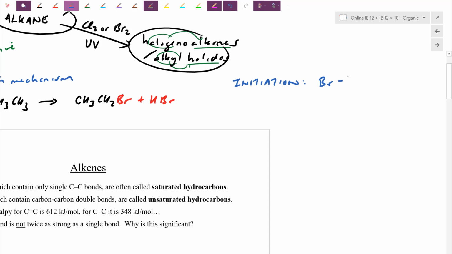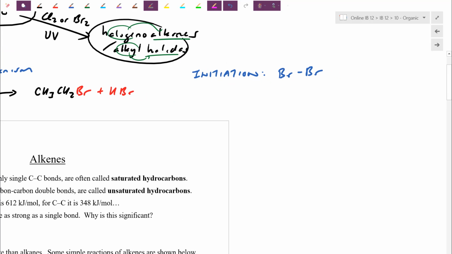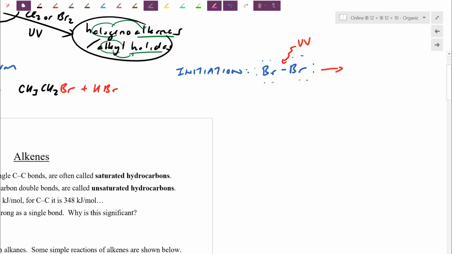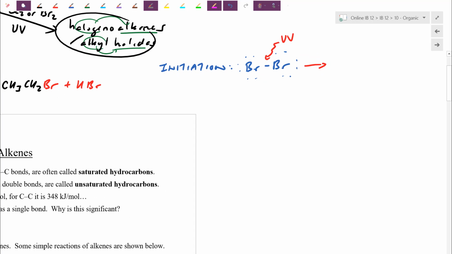We need the high energy source to break apart the halogen. Right now, bromine, it's just minding its own business here. In the presence of UV, you can actually just pulse UV light. It doesn't need to even be a constant stream of UV light. But UV can actually cause homolytic fission. It can break up one bond into 2 even electrons.